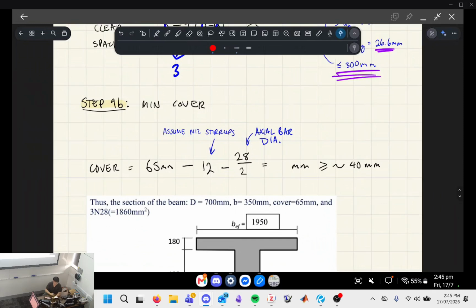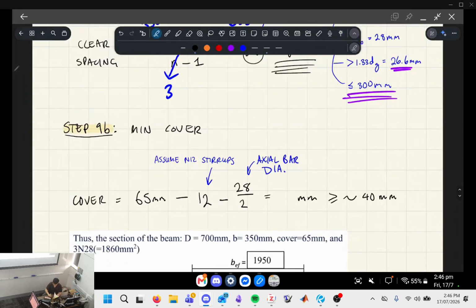Step 9b, minimum cover. So before we were talking about the spacing between bars, now we're talking about durability requirements, aka do we have enough cover to the outside of the transverse bars or the stirrups for durability. Okay. So what we're doing here is our axis. Sorry, this is the axis distance that we assumed, right? And so we have to find the cover through subtracting the stirrups and half the bar diameter.